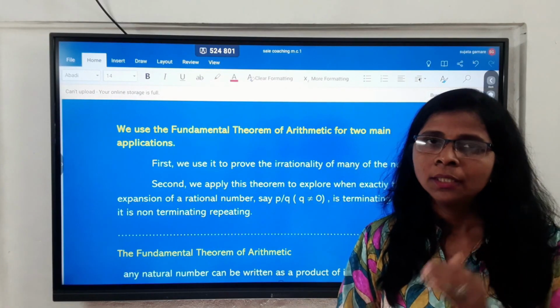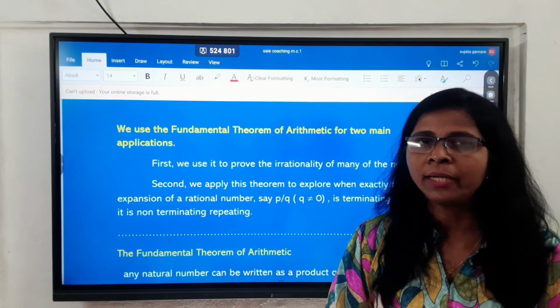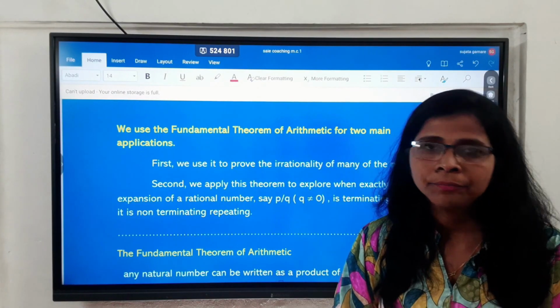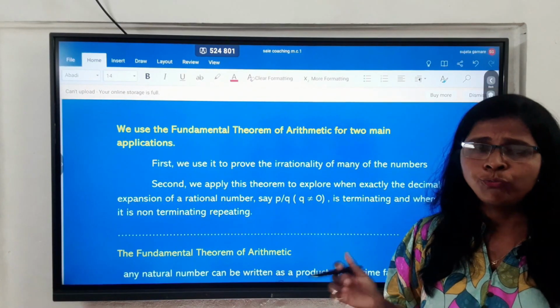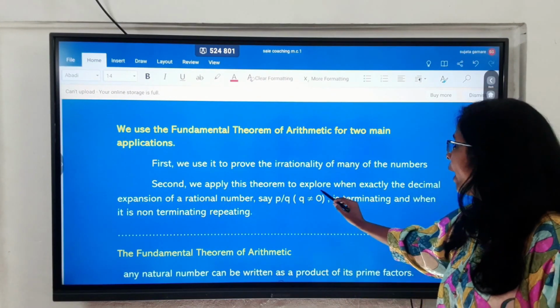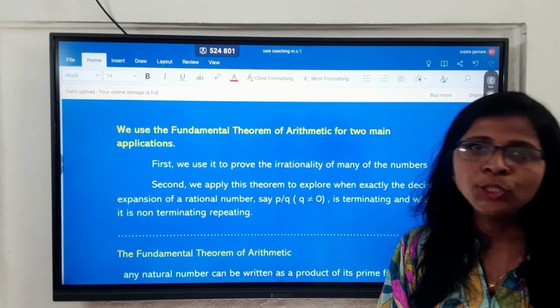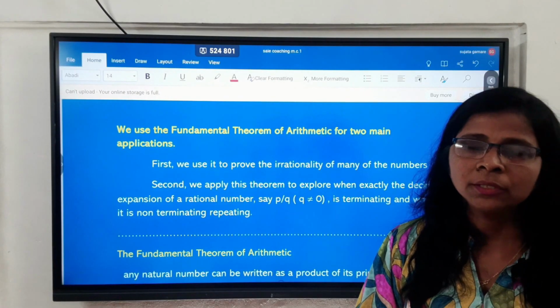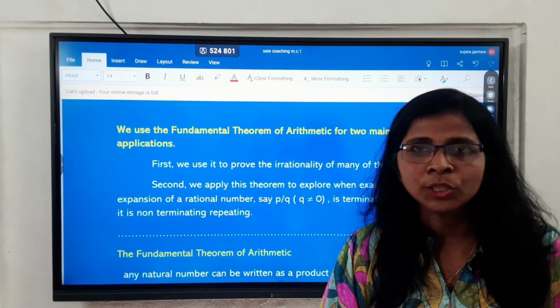So this is the first application of the fundamental theorem of arithmetic. Then the second: this theorem is applicable for the decimal expansion of a rational number. It is useful for the decimal expansion of a rational number.